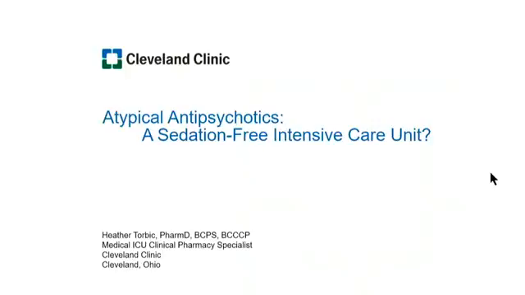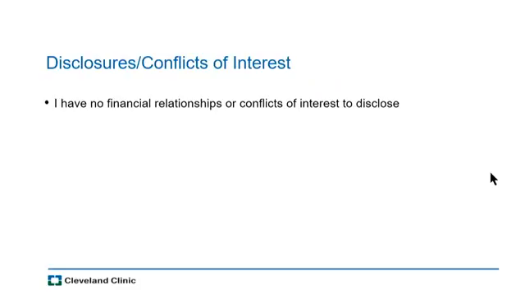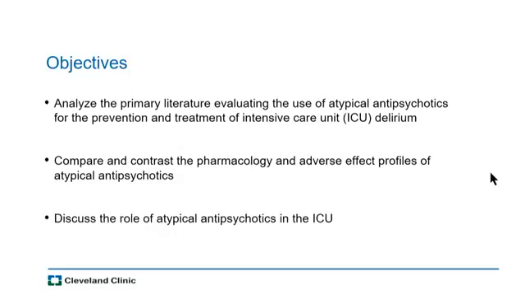Hi, good morning, everyone. So I will be talking about atypical antipsychotics in the intensive care unit. No disclosures to mention. So I will be talking about some of the primary literature that's going to be looking at both the prevention and the treatment of ICU delirium using atypical antipsychotics. We'll be talking a little bit about the pharmacology of these agents and how we can maybe use that to help us treat patients based on patient-specific factors or some of the goals that we're trying to obtain when using these agents. And then just discussing the overall role of maybe where these agents fit in terms of managing patients with ICU delirium.